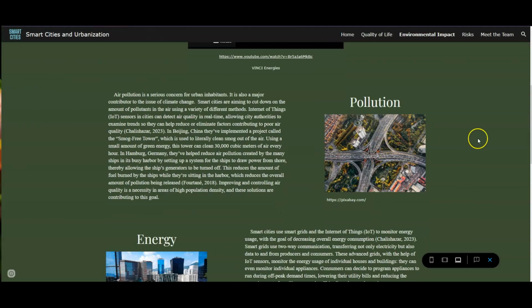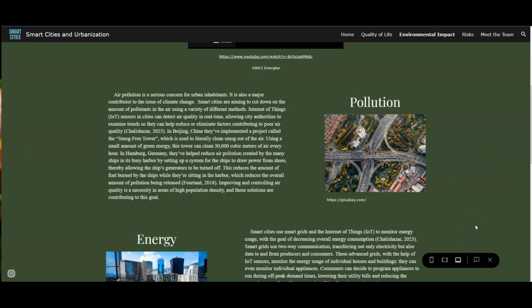My first topic is about air pollution. Smart cities are big on not only preventing the release of pollution into the air, but also reversing the pollution that is already in the air. In my paragraph, I talk about a project they've implemented in China, which literally cleans the smog out of the air.